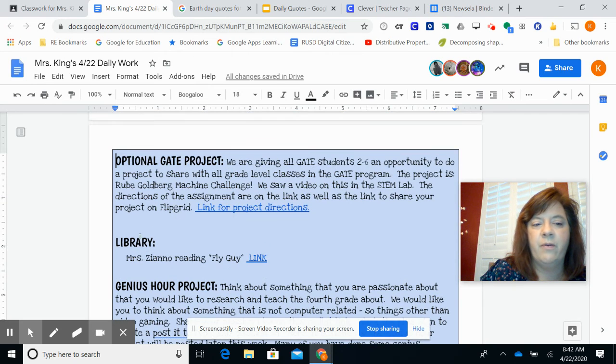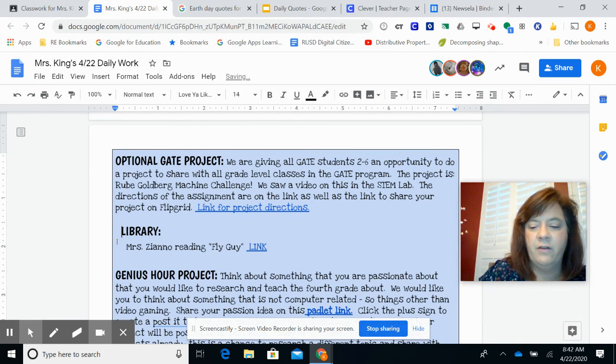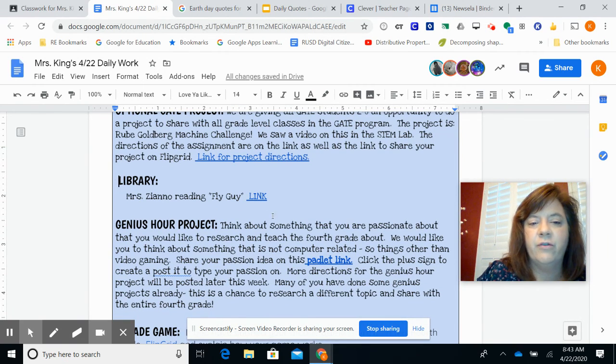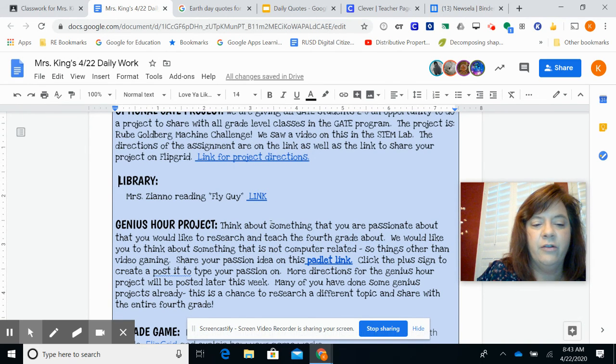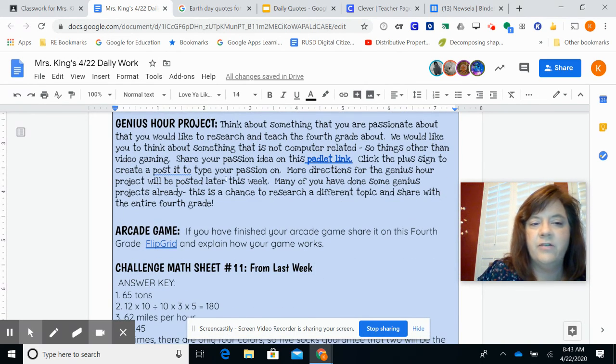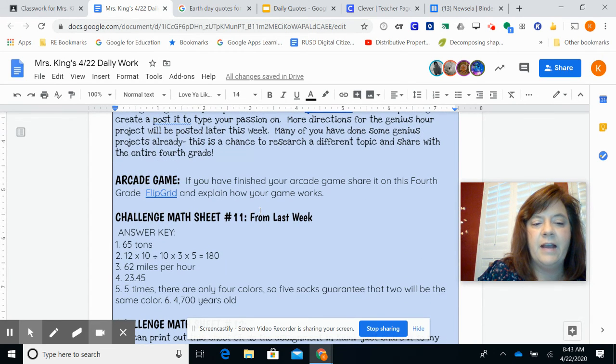Here's the optional gate project. You can ask me questions about that in our small groups today if you need to. I put a little link to Mrs. Yana reading a story called Fly Guy. It's kind of fun. She's out in her backyard and misses you guys a lot, so you can look through that. The rest, Genius Hour, keep thinking about what to put on that Padlet. And I think that's it.